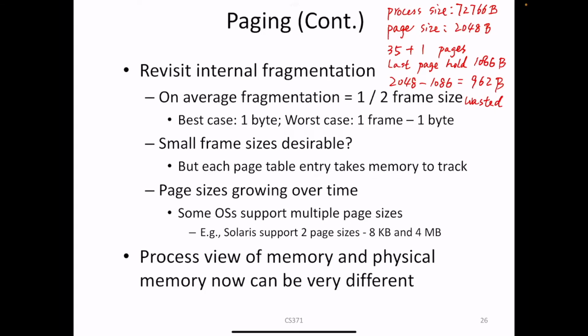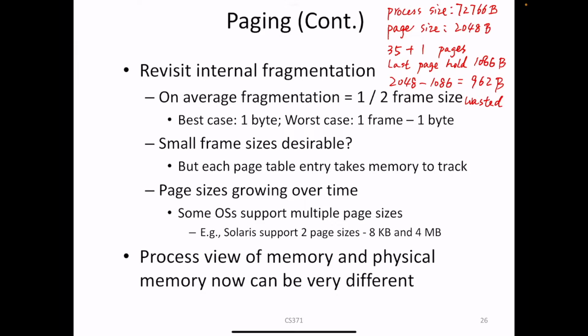Next, let's look back to the internal fragmentation problem. Before we go through the details, let's look at a real-world example. Suppose we have a process with size 72766 bytes, and the page size is 2048 bytes.